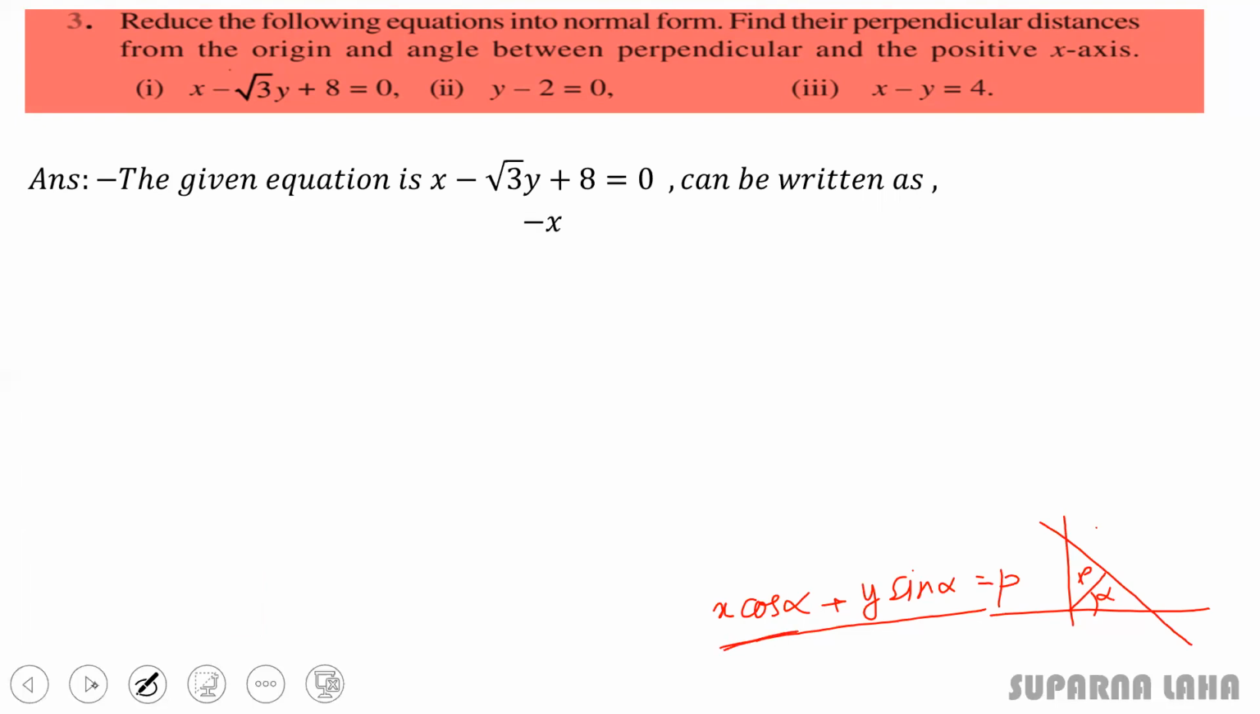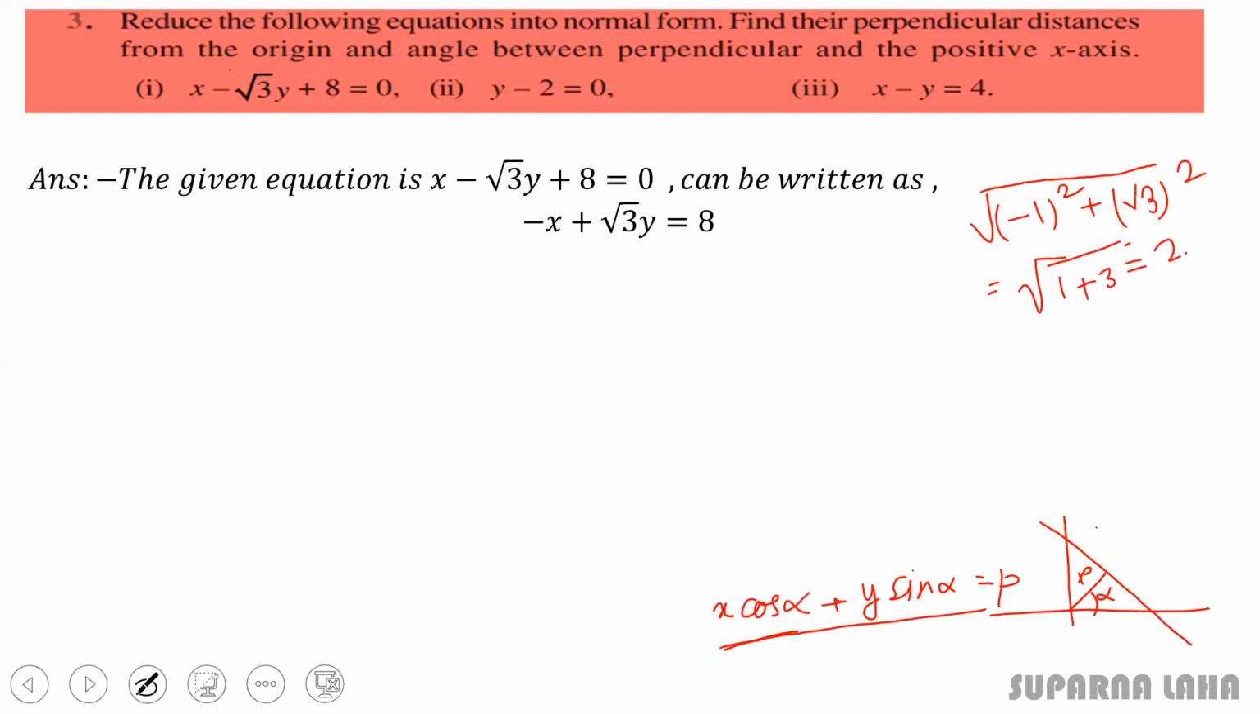First of all, take x and y terms to the left-hand side and the remaining constant term to the right-hand side. Now divide this equation by root over a square plus b square, that is, the coefficient of x whole squared plus the coefficient of y whole squared. So it will be 1 plus 3, that means root 4, which is 2. So divide this equation by 2.